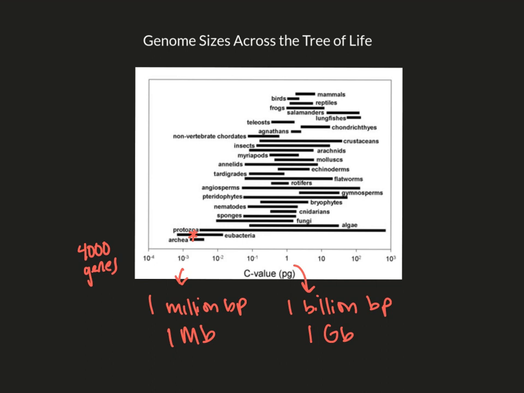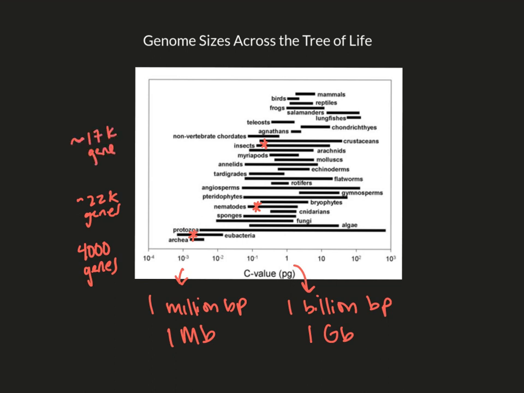Nematodes, C. elegans, are about here with a genome size of 100 million bases. And with those 100 million bases, they have about 22,000 genes. I'm going to say 22K because I'm running out of room. And over here with Drosophila, in the insects, their genome size is also about 100 million base pairs, and with that, they have about 17,000 genes.